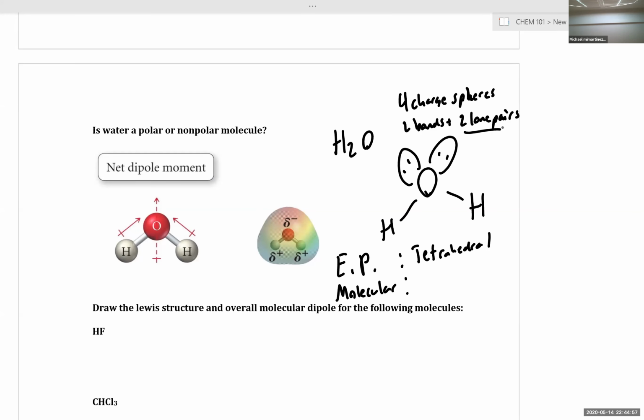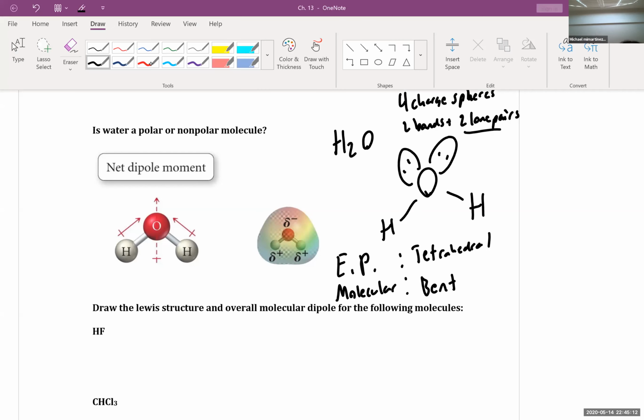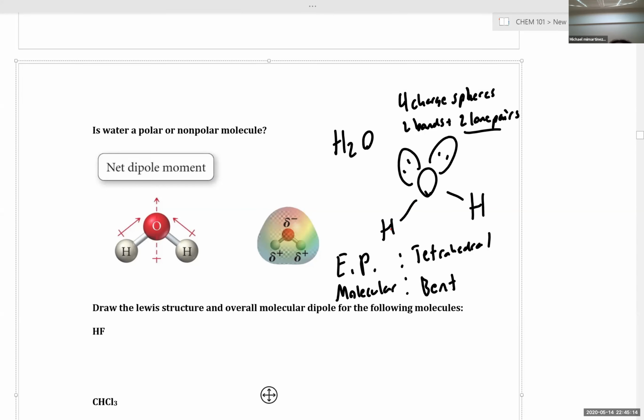When we have two bonds and two lone pairs, what do we call that molecular geometry? Bent, exactly. So then, if we look at our dipoles, what's more electronegative, hydrogen or oxygen? Oxygen. So our bond dipoles are going to point towards oxygen.